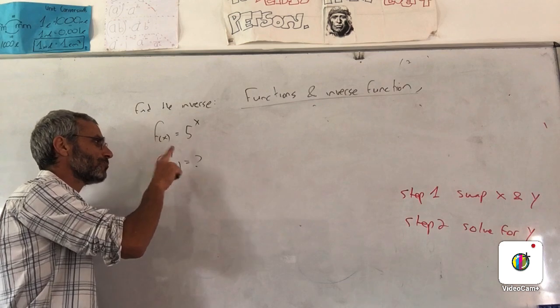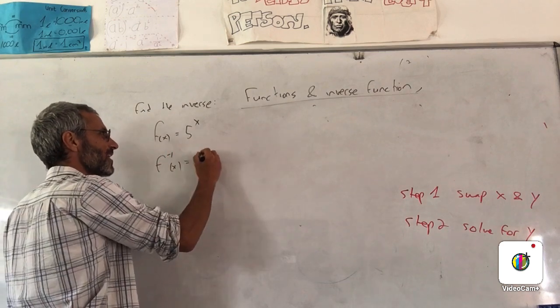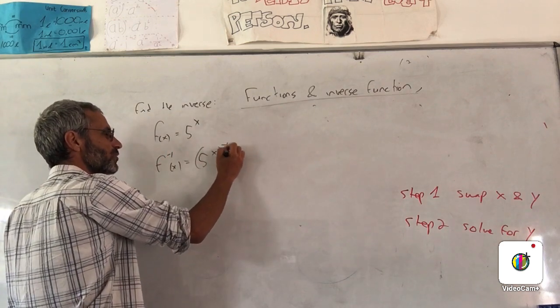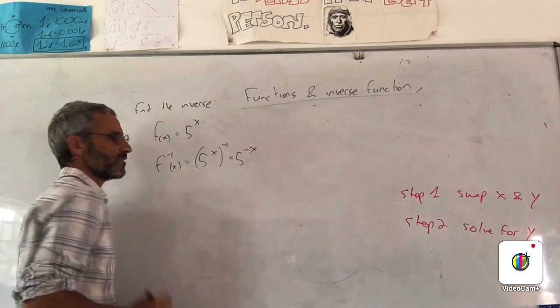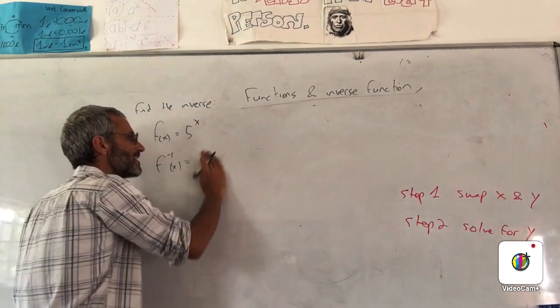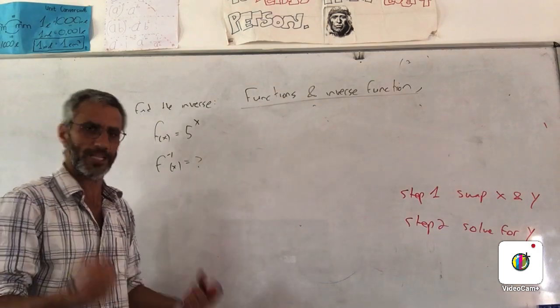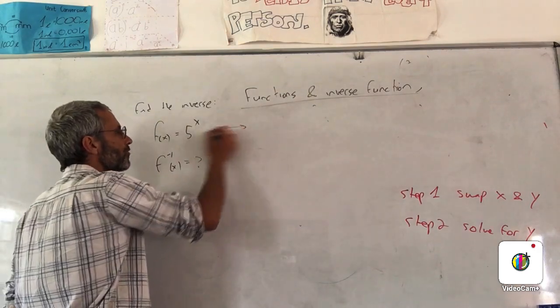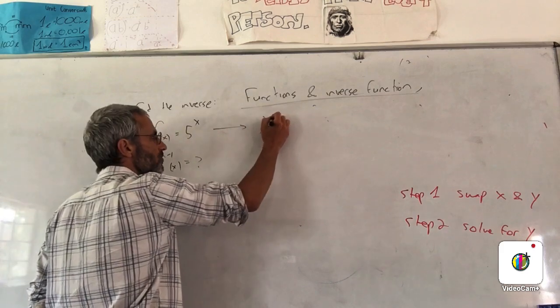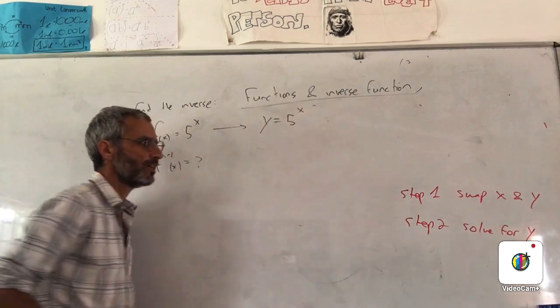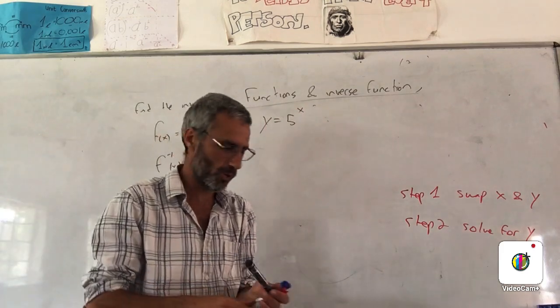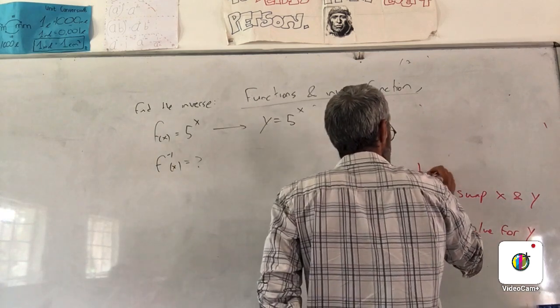It's not 5 to the power minus 1. Don't write down 5 to the power x minus 1 equals 5 to the power minus 6. No, it's not f to the power, it's the inverse function. What I suggest you do, in fact, I'll tell you to do, first of all, convert this into y. So write just y equals 5 to the power of x. We can call that step 0.